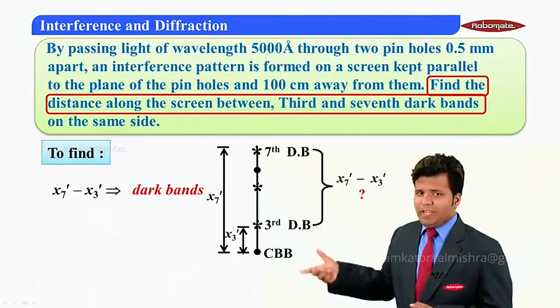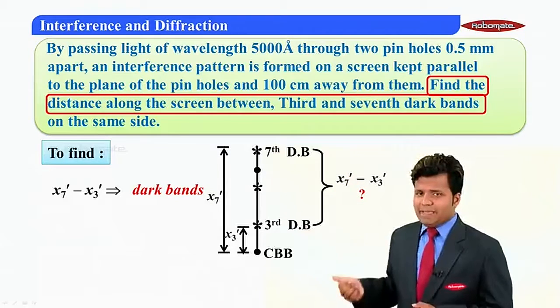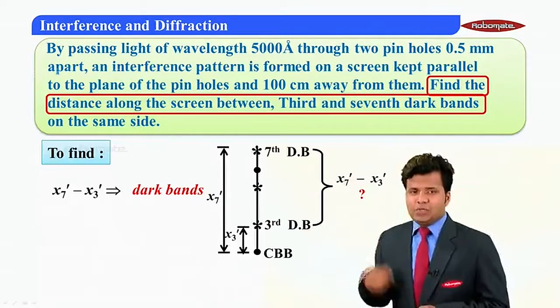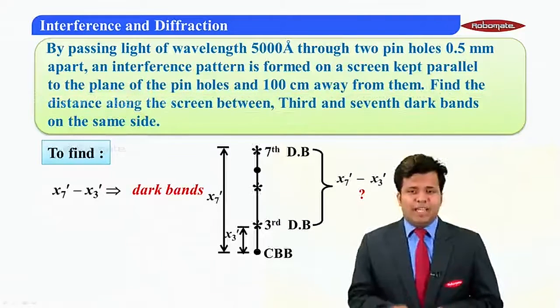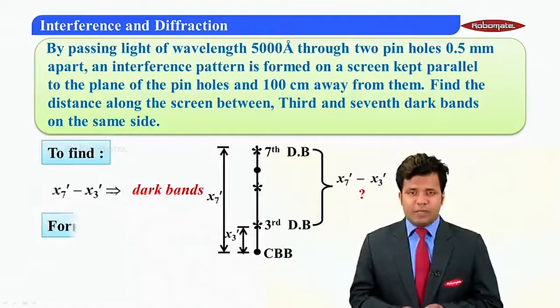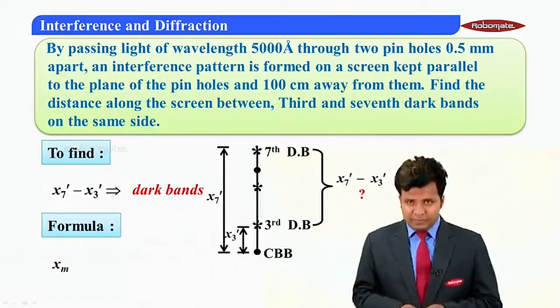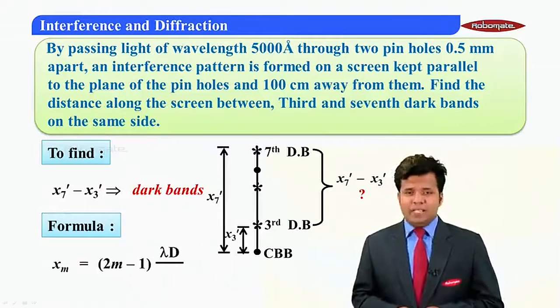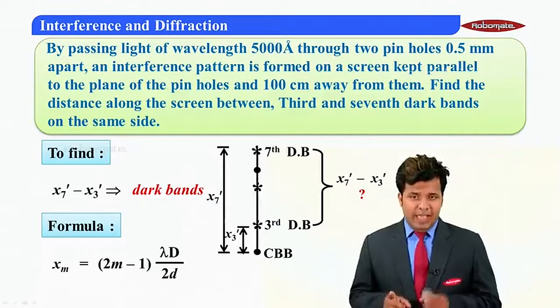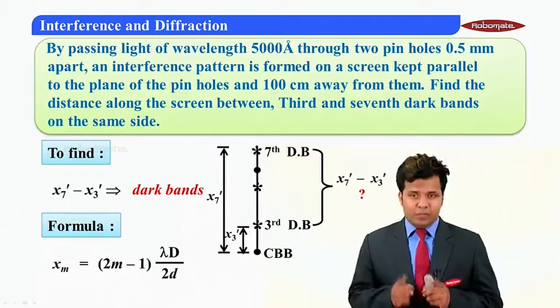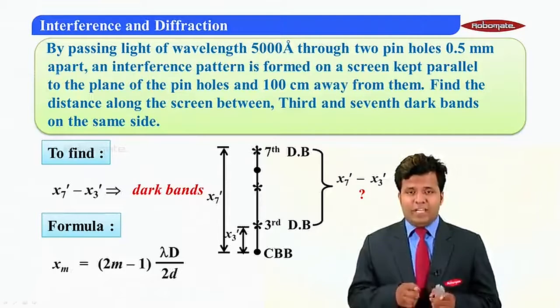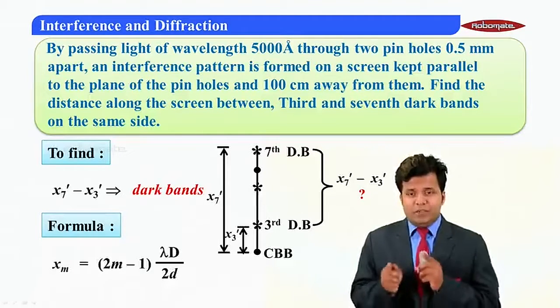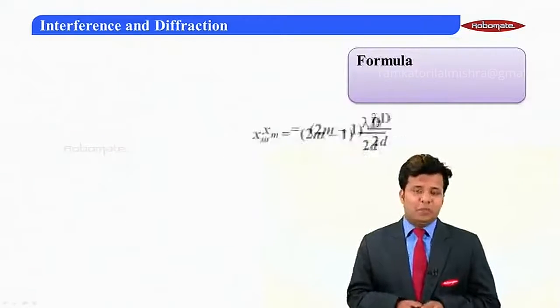We need to find out the distance between them, and how can it be achieved? It can be achieved by finding x7 dash minus x3 dash, right? So let us find out x7 dash and x3 dash separately. But in order to find it out, we need to use the formula that xm dash is nothing but (2m minus 1) lambda D by 2d. m is the number of the dark band. So whichever dark band's distance you need to find out, just substitute its value instead of m. So let us start the numerical.